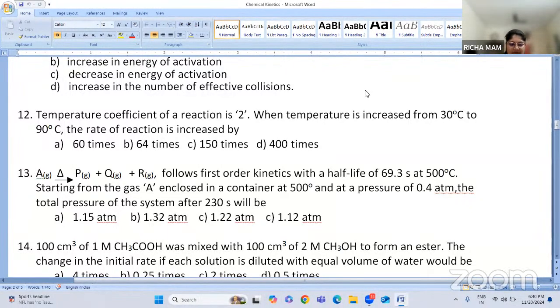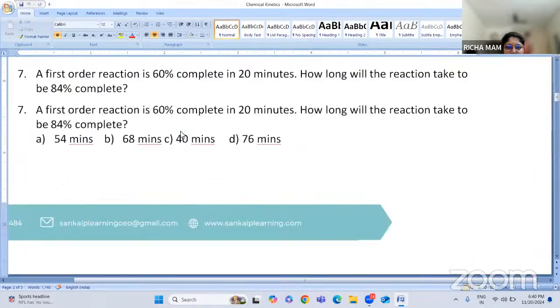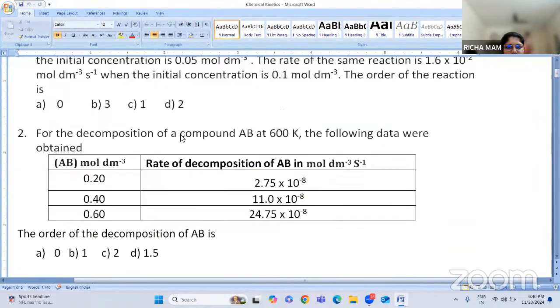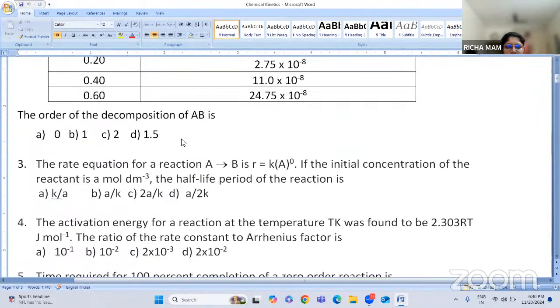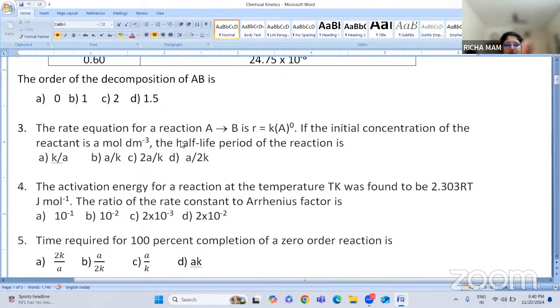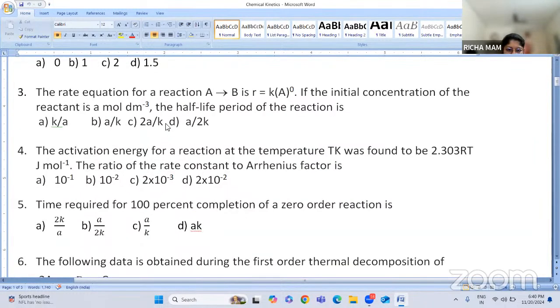So, in the last class, we started with the physical chemistry chapter, that is chemical kinetics, right? We solved some MCQs. The same chapter we are going to continue in today's class. I think we have solved some 12 questions, right? We have solved the questions on first order half-life, the half-life period, right?